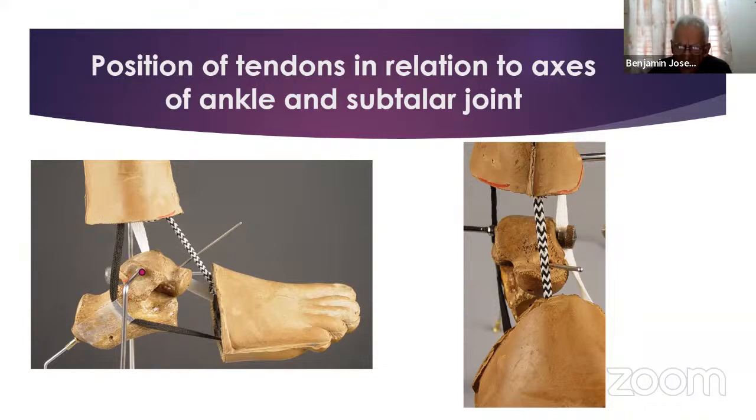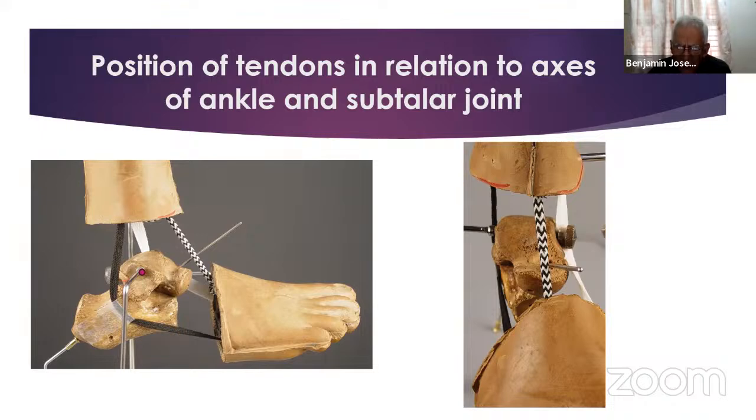As opposed to the tibialis posterior or the peroneals, you can see that they are far away from the axis of the subtalar joint. And that explains how they can produce inversion and eversion, because they've got a good moment arm. If this can be altered, then the power of the movement will change.